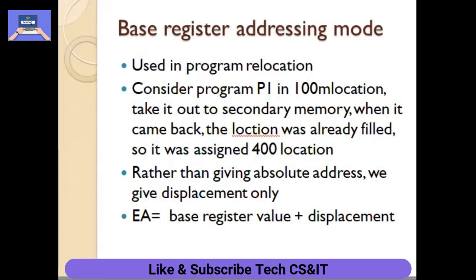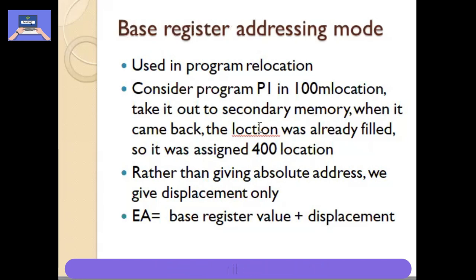Base register addressing mode. In base register addressing mode, it is used in program relocation. Now consider a program at memory location 100. Earlier we saw that the effective address would be calculated on the basis of the base plus the offset address.